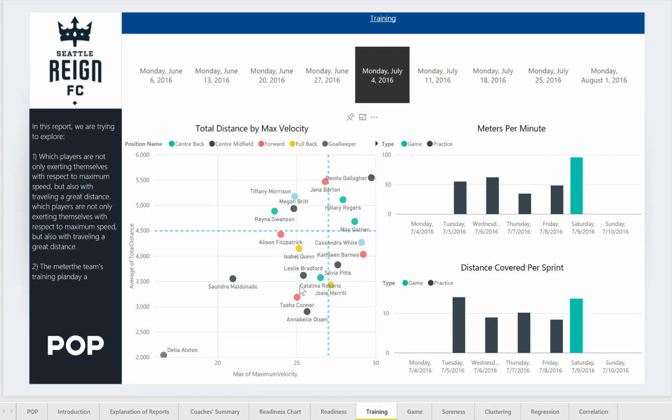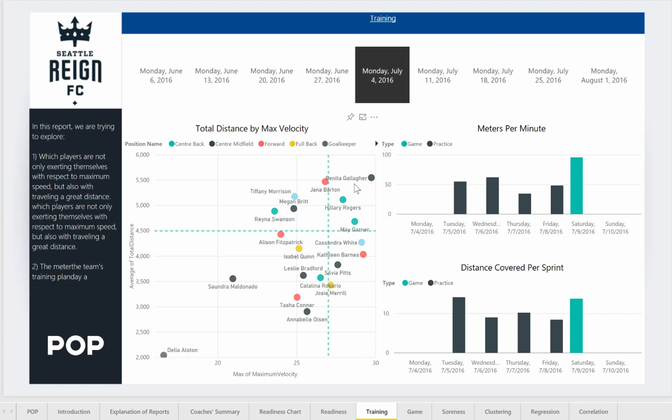In our last page, we reviewed the training week leading up to game day. For a particular week, in this case July 4th, 2016, we see who's been covering a lot of distance while also trying to reach peak speeds during practice. We divide the scatter plot into quadrants to group together those people who are working hard versus those people who are not working as hard.